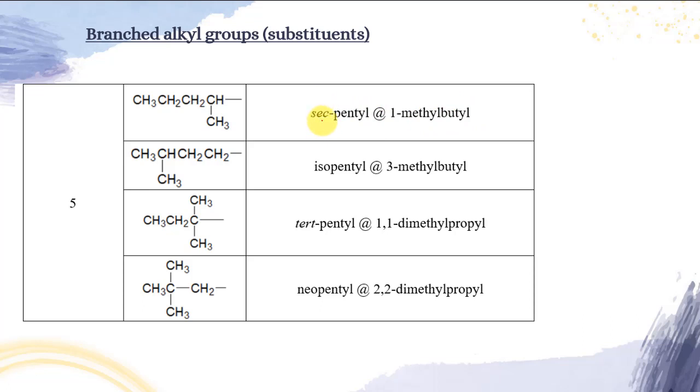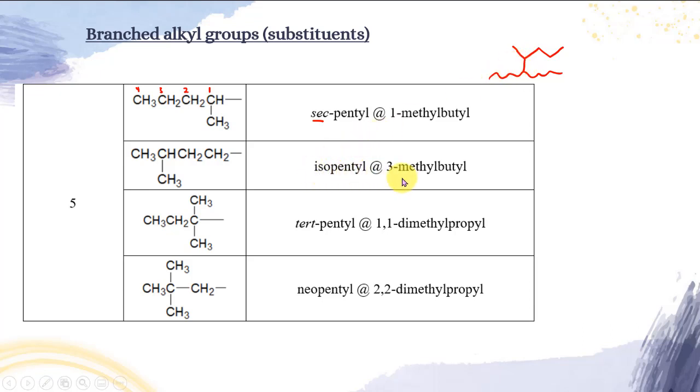Sec over here means secondary, in which this carbon number 1 which is attached to the parent is a secondary carbon. Okay, this is a secondary carbon with 1 branching. So 1-methyl butyl or sec-pentyl. Pentyl means you have 5 carbons. So I'm going to show you the skeletal structures. It looks something like this. 1, 2, 3, 4, 5. So altogether 5 carbons. The carbon that connects to the main parent is a secondary carbon.